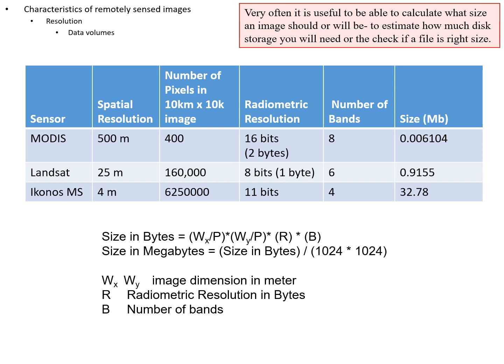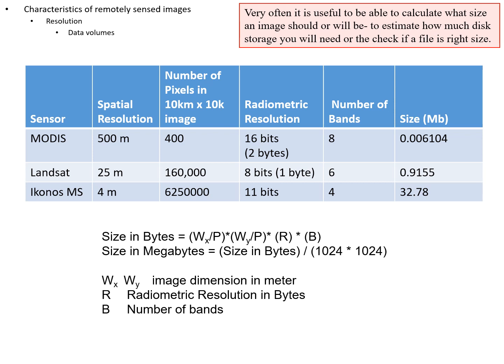Very small. Landsat, 25 meters, you can call it. It's 30-meter data fundamentally, but it's very often resampled to 25 meters because it's a nice number to work with. So there are 160,000 pixels in a 10 kilometer by 10 kilometer image. Radiometric resolution is 8 bits. There are 6 bands, not including the thermal band for these purposes. And so that's like 1 megabyte per 10 kilometer by 10 kilometer image.